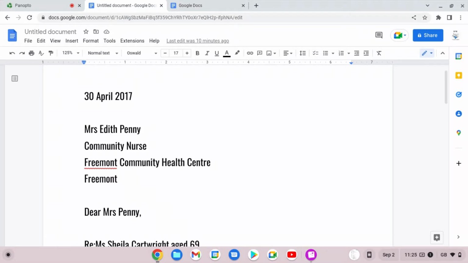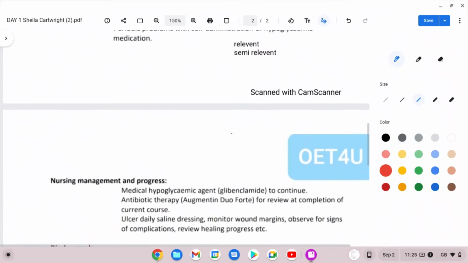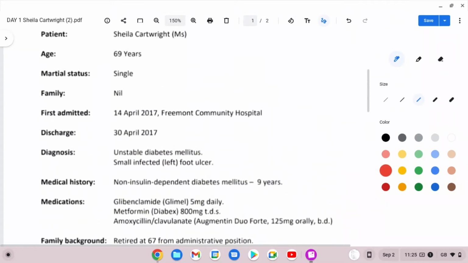We are going to correct a letter that is provided in the group, and that is for Miss Sheila Cartwright's letter. The case note is already given in the Telegram group. What we are going to do is discuss the case note first, then we will come back to the letter and we'll see the letter and correct it.